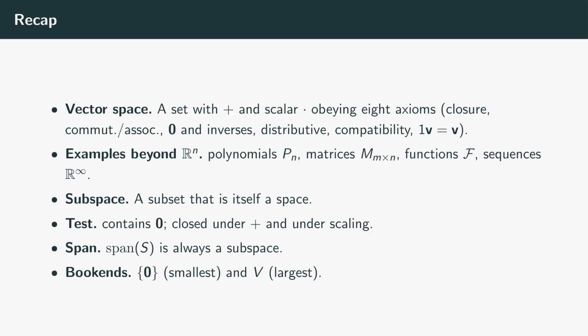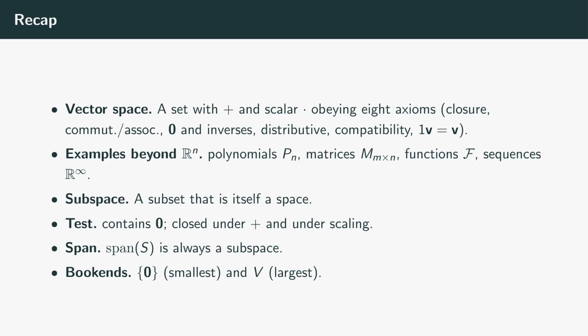Let's recap. A vector space is any set with an addition and a scalar multiplication that obey 8 axioms: closure under both operations, commutativity, and associativity of addition, a 0 vector and negatives, the 2 distributive laws, compatibility of scalars, and scaling by 1 doing nothing. The definition says nothing about arrows, which is why so many things qualify: polynomials of bounded degree, matrices of a fixed shape, all functions on the real line, and infinite sequences are each a vector space.